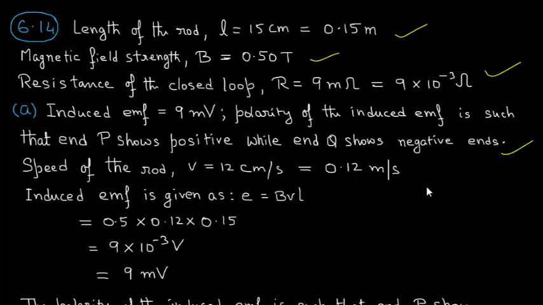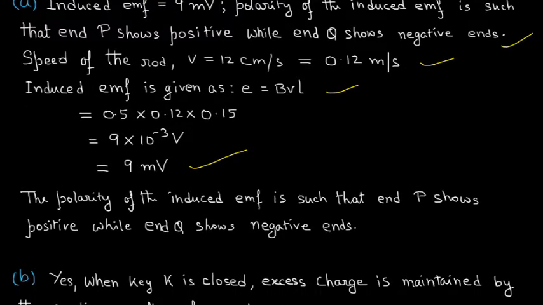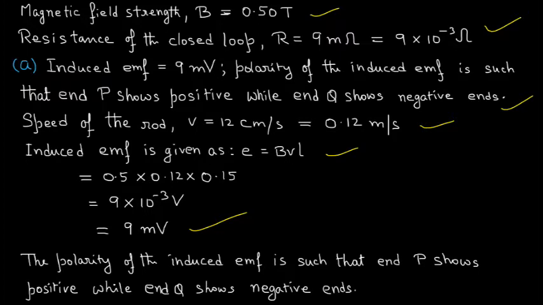The speed of the rod V is equal to 12 centimeter per second, which is equal to 0.12 meter per second. Induced EMF is given as E is equal to BVL. Putting the values, we get 9 millivolt. So this is the solution of part A. The polarity of the induced EMF is such that P shows positive while Q shows negative ends. So let us see the next problem.